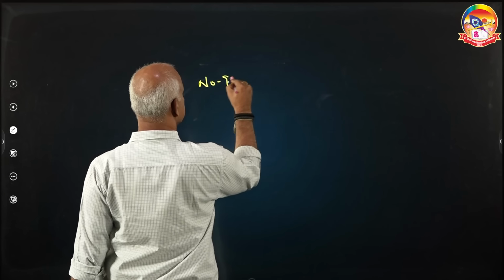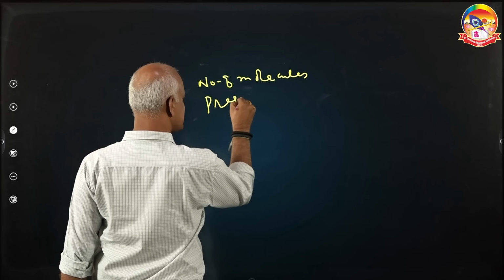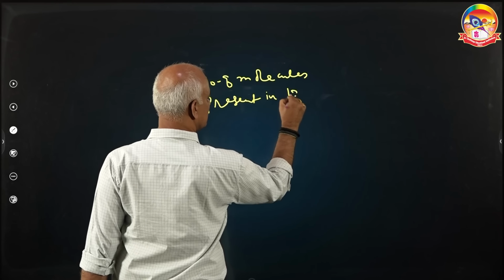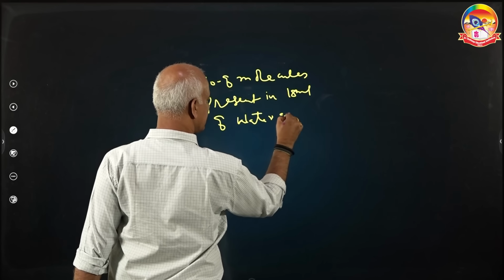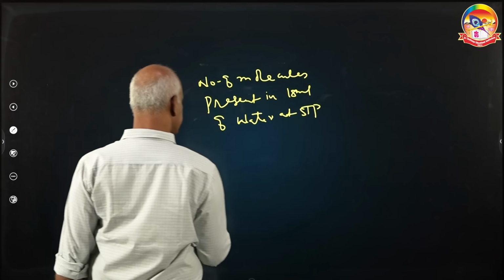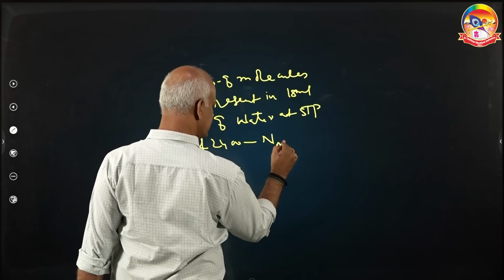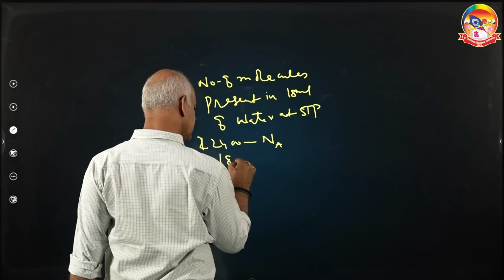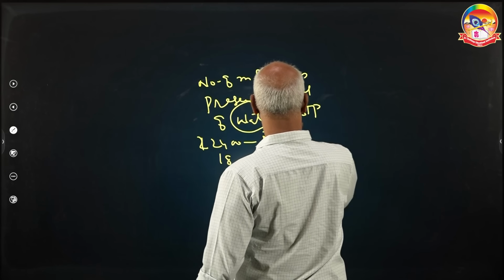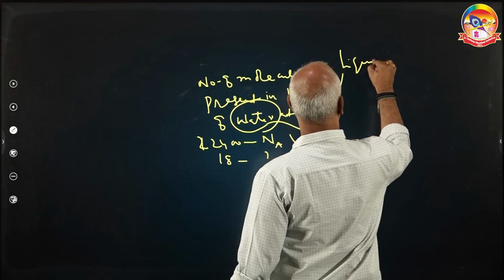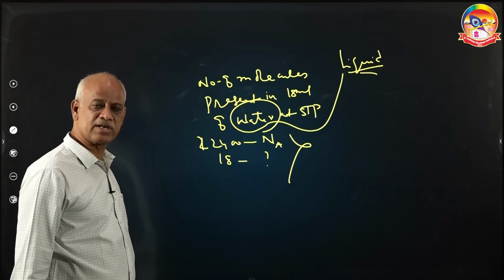Number of molecules present in 18 ml of water at STP. Many people do 22,400 Na, 18, how much? Wrong. Reason, water is a liquid. You cannot apply the 22,400 cc concept here.